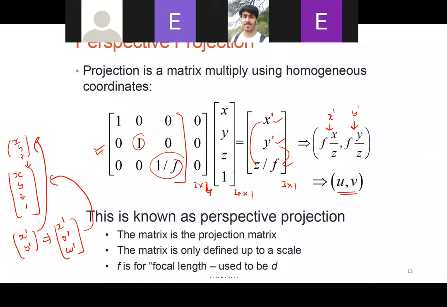Yes. See, this again boils down to the same question that was raised earlier for this transform. So what you are saying is, why not represent it as the matrix 1, 0, 0, 0, 1, 0, 0, 0, 1 by f, multiplied with X, Y, Z? This is a 3 cross 3, correct? And this is 3 cross 1. So what do you get here now?